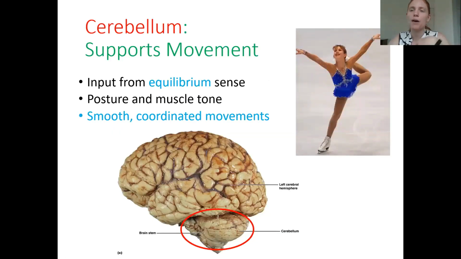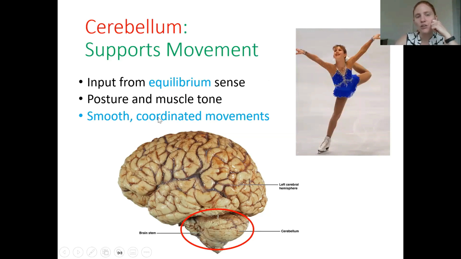Let's talk a little bit about the function of the cerebellum. So remember that the cerebral cortex, the primary motor cortex, is what initiates a voluntary movement. So it says, oh, arm move, and then the arm will move. But to coordinate and smooth out those movements, that is the job of the cerebellum.